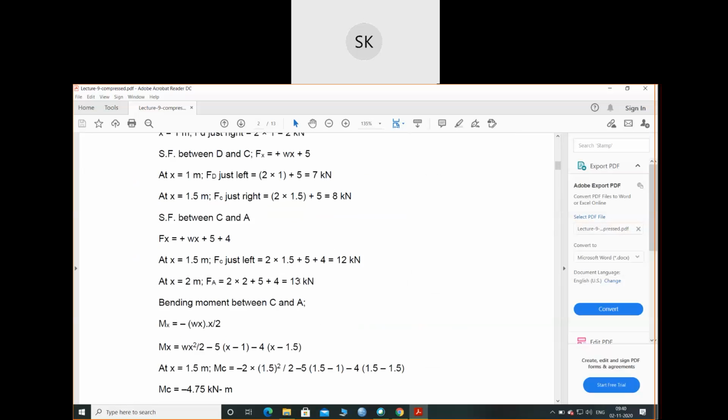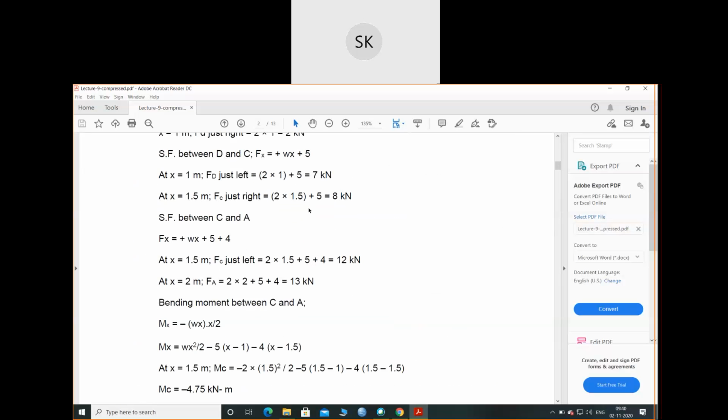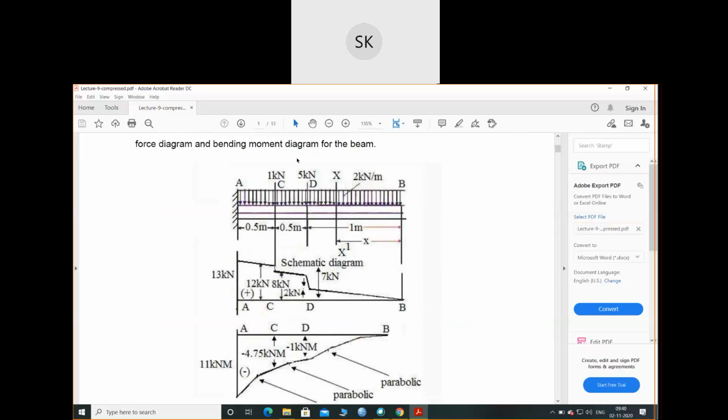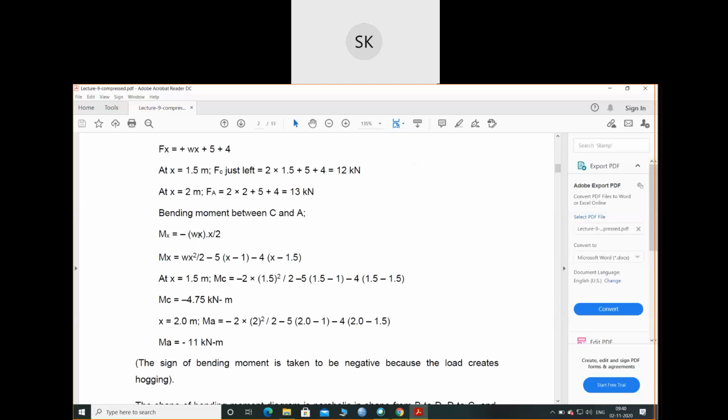Same with the bending moment diagram, you will take the same positions. Bending moment between C and A. What will be the bending moment? Force into distance. So W into X is the force. What is the distance? X by 2.